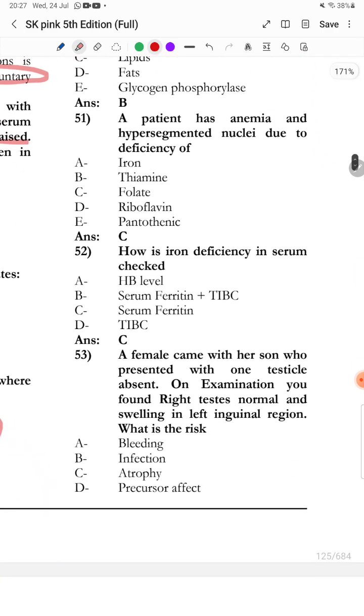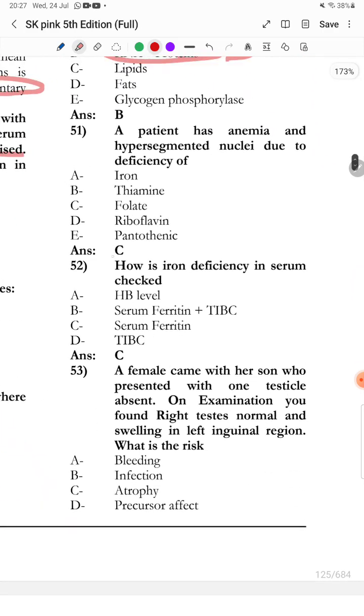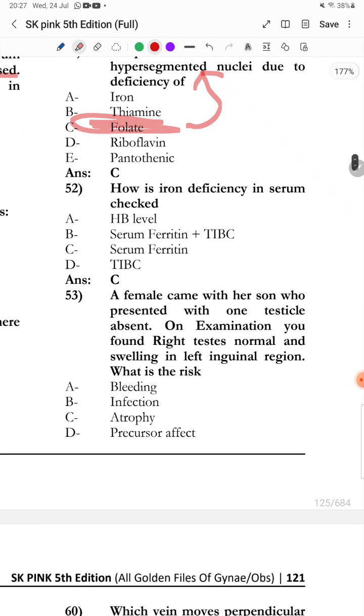A patient has anemia and hypersegmented nuclei. It is due to deficiency of folate, okay. Hypersegmented nuclei. How is iron deficiency in serum checked? For that we get serum ferritin done, okay.